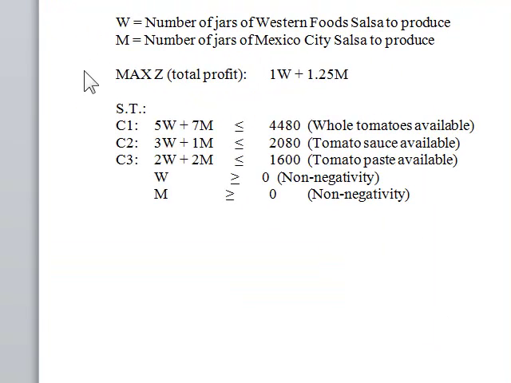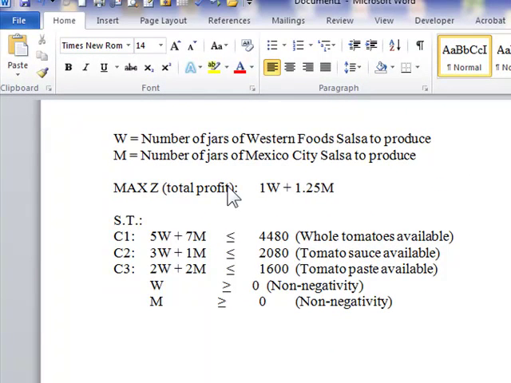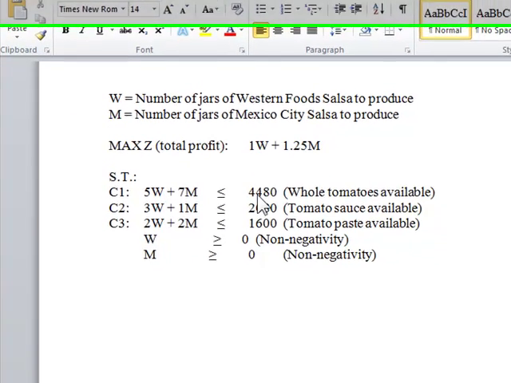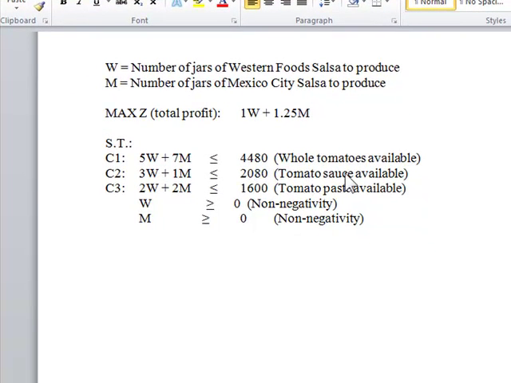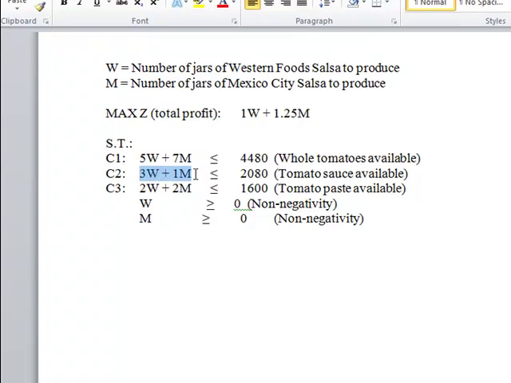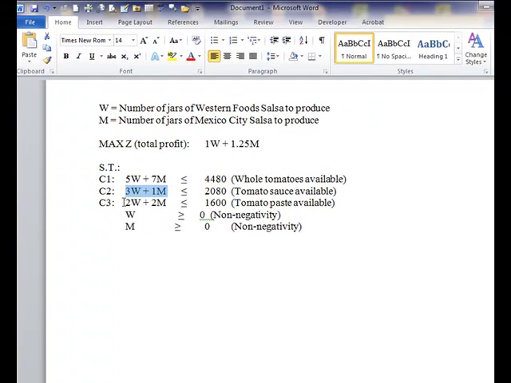In this video, we will be working with the same problem as before. It's a salsa production, and we have this formulation. Profit maximization, we want to know how many jars of each type of salsa to make, and we have so many ounces of whole tomatoes, tomato sauce, and tomato paste available, given to us here. In each constraint, we know how many ounces go into each jar of the various ingredients that we have.